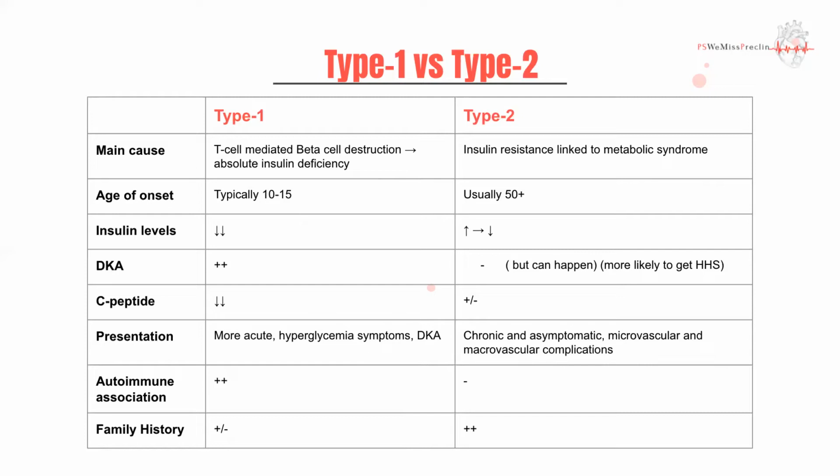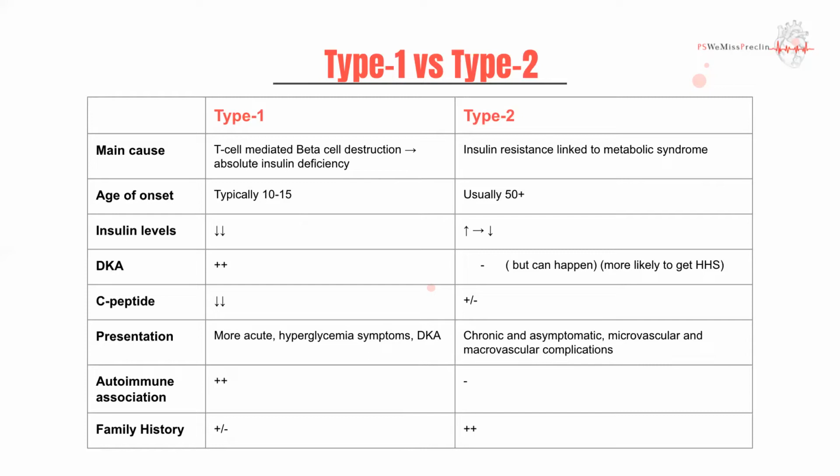In terms of the presentation, I already talked about how type 1 is usually going to be more acute, typically with DKA, while type 2 is going to be more chronic, asymptomatic, and they can often present with the microvascular and macrovascular complications. In terms of an autoimmune association, type 1 diabetes is very important to know, specifically conditions like celiac disease and thyroid abnormalities, so Hashimoto's and Graves, while it's uncommon in type 2.